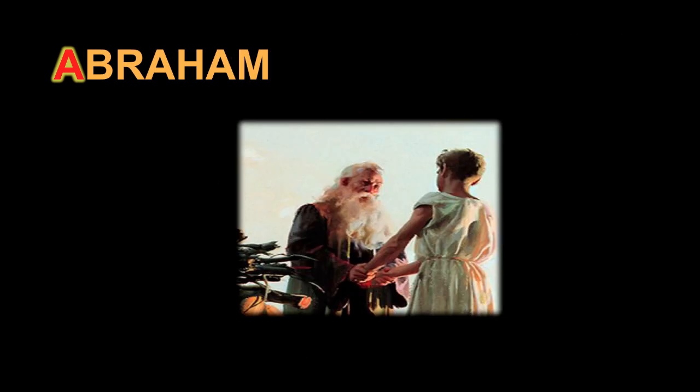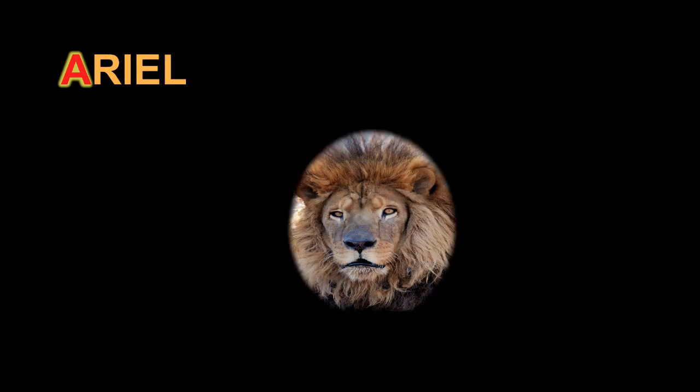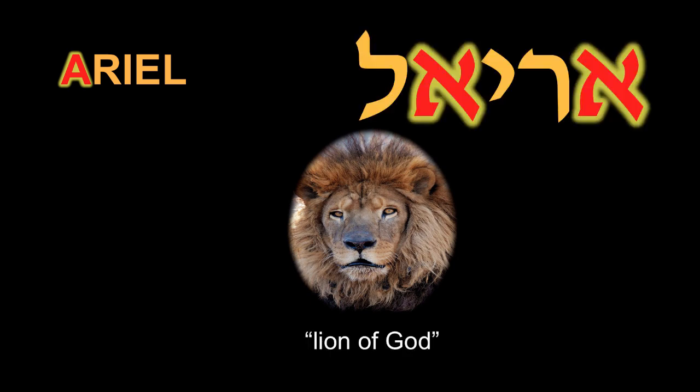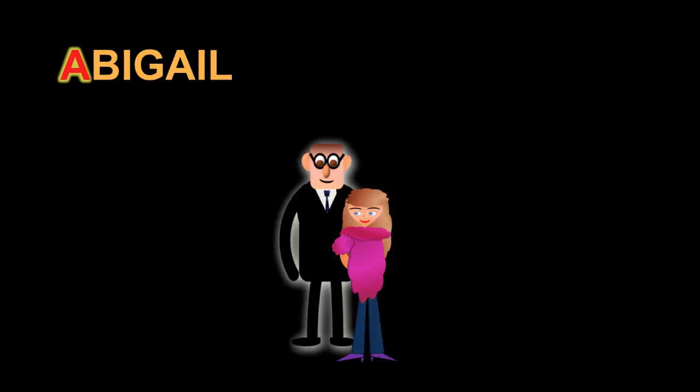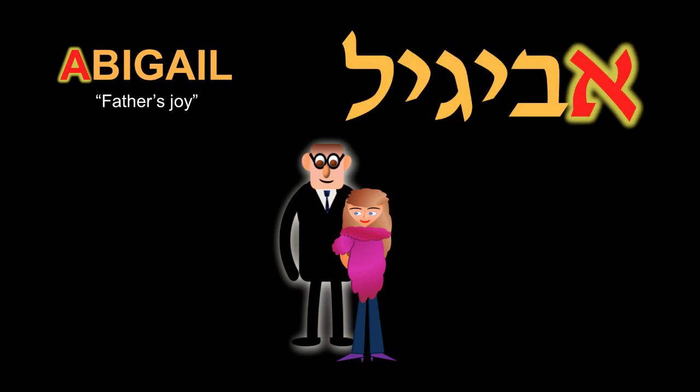And we have Abraham, which looks like this in Hebrew. You can see the Aleph. And it means father of many nations. Ariel, Lion of God. And, wow, we get two Alephs in that name. And for the girls, we have Abigail, which means father's joy.